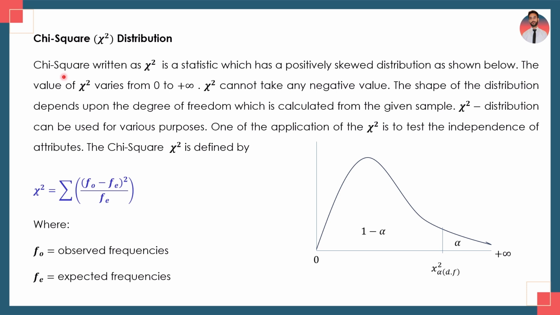Chi-square distribution. Chi-square is a statistic which has a positively skewed distribution as shown below. Now students, the shape of chi-square is positively skewed to the right, and the value of chi-square moves from 0 to infinity, as shown in the figure. Chi-square cannot take any negative value. The shape of the chi-square distribution depends upon the degree of freedom, which is calculated from the given sample, and chi-square distribution can be used for various purposes. One application of chi-square is to test the independence of attributes.